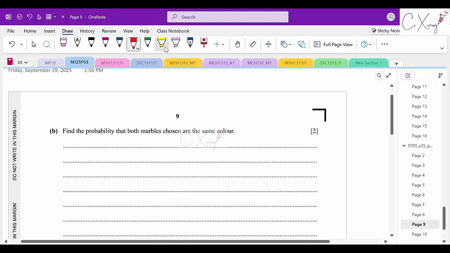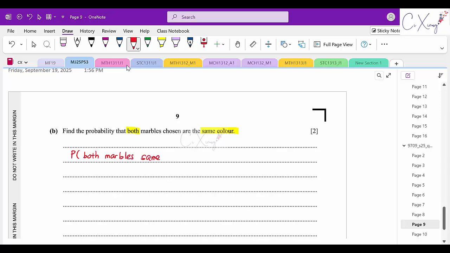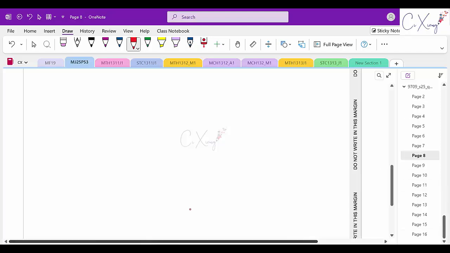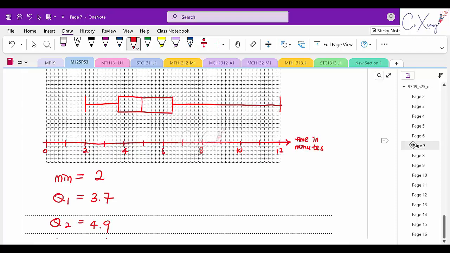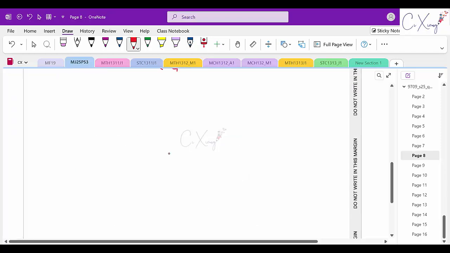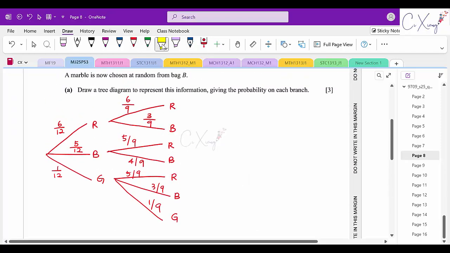For part B, they want you to find the probability that both marbles are the same color. Okay, so how to find both marbles same color? Okay, according to the tree diagram that we drew just now, there are a few possible cases here. Where is it? Let me have a look. Yeah, this one, right?